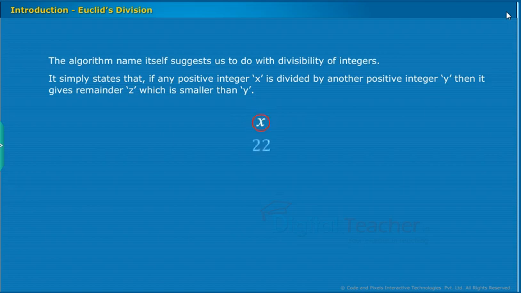Suppose x is equal to 22, y is equal to 5, then the remainder z is equal to 2, which is smaller than y. The result obtained by the division process is quite easy to understand, but it has many applications relating to divisibility properties of integers. Let us learn a few of them, which are mainly used to calculate the HCF of two positive integers.